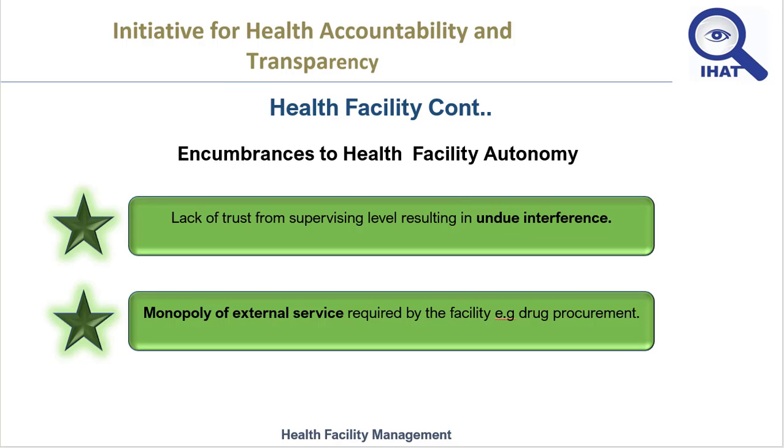However, there are a number of encumbrances to effective health facility autonomy, and the first has to do with undue interference, which is usually as a result of lack of trust from supervising level. Another encumbrance is monopoly of external service that is required by the facilities. For example, drug procurement. Usually, this is controlled by supervising level.